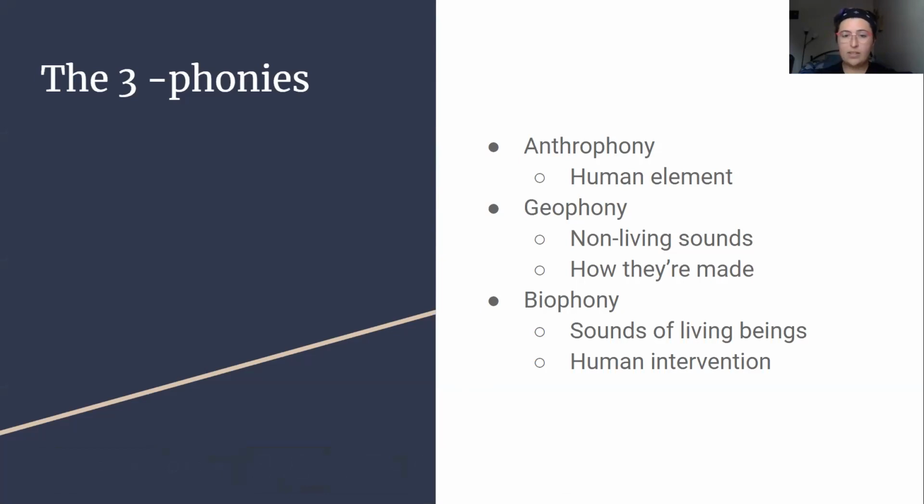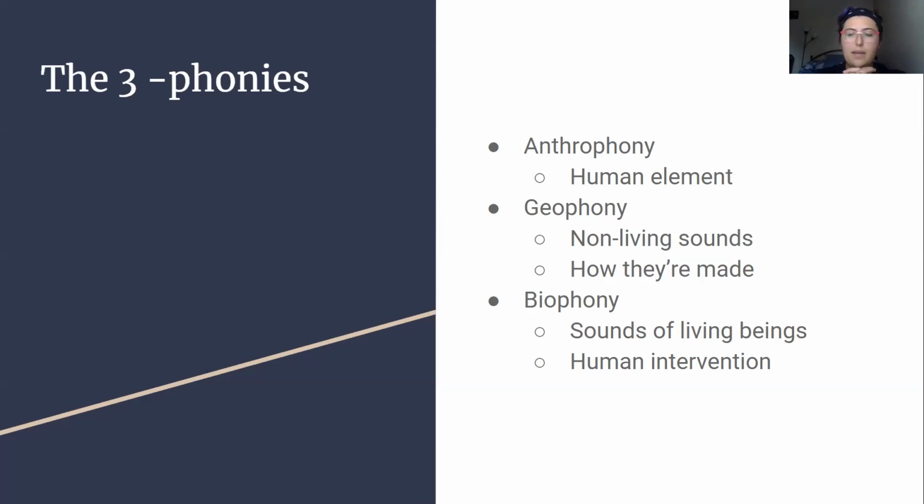There are a couple different ways to conceptualize anthrophony. It can also mean that you are hearing something that is human-made. Now, geophony, on the other hand, is usually made by what we call non-living sounds or inorganic sounds. So this could be water running down a stream. This could be wind blowing through rocks. This could be sands shifting.